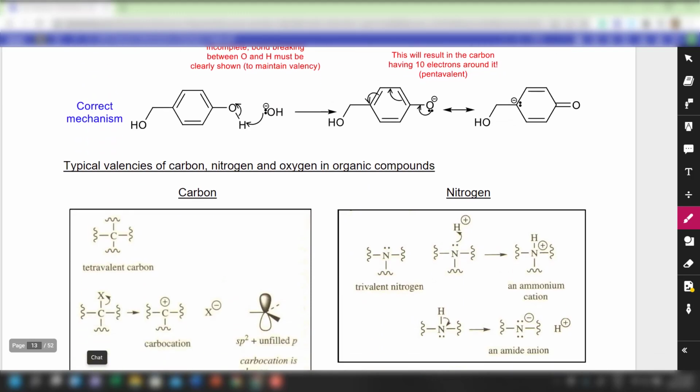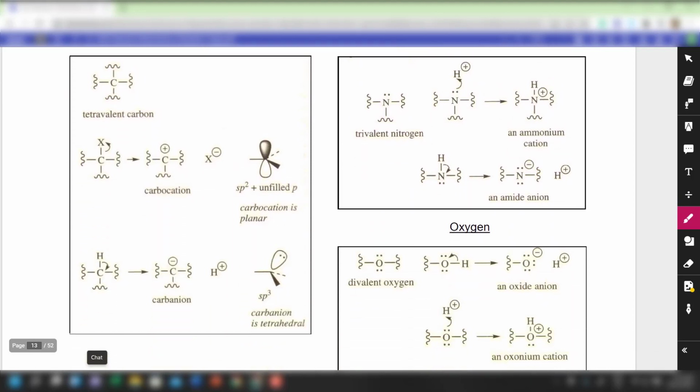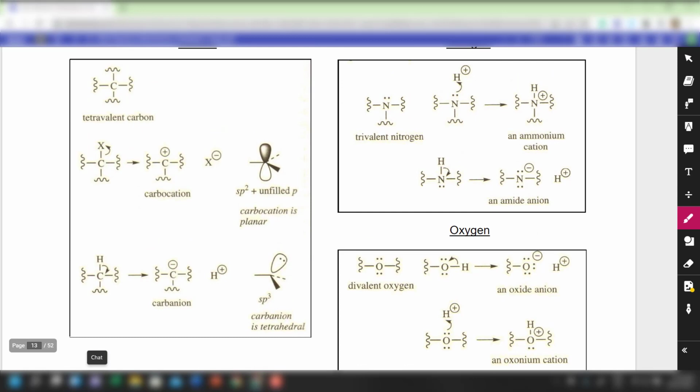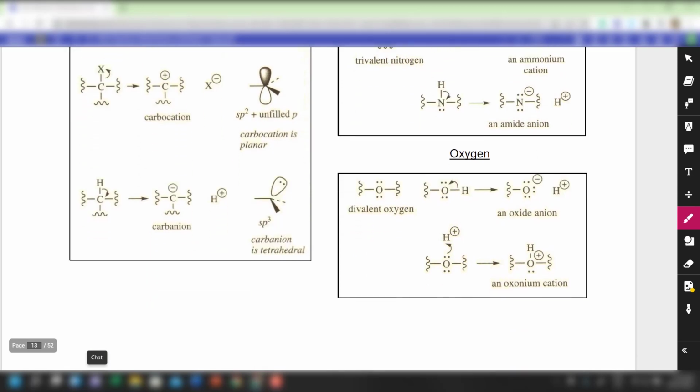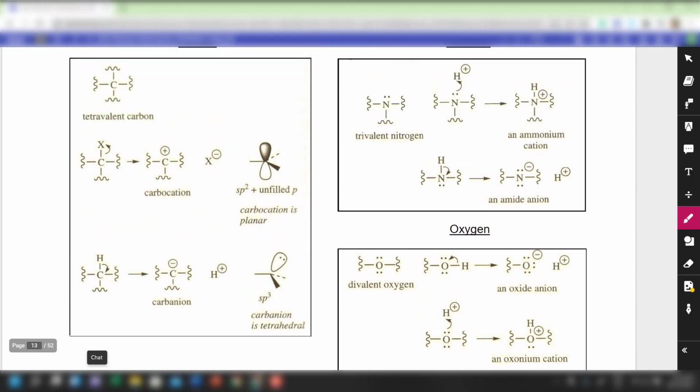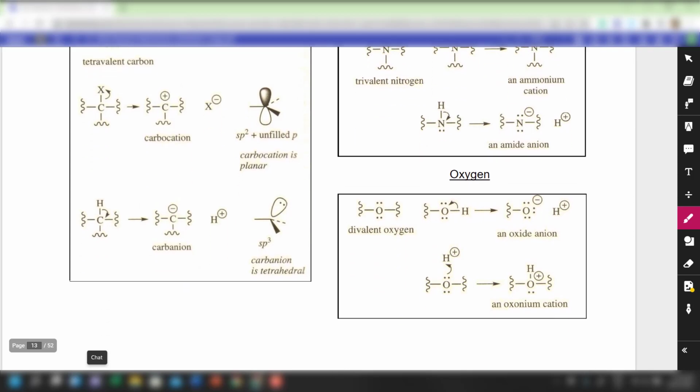Okay, typical valencies, I think you can go through this. Usually carbon forms 4 bonds, nitrogen 3 or 4 depending, oxygen 2 or 3. So if nitrogen forms 4 bonds, then it will take on a positive formal charge. If it forms 2 bonds, then it should take on a negative charge. Carbon with 4 bonds should be neutral, 3 bonds positive, a carbocation. Can it be a carbon anion? Yes, as well. Oxygen, 2 bonds with 2 lone pairs. If it forms 3 sigma bonds with 1 lone pair, then it should take on a positive charge.